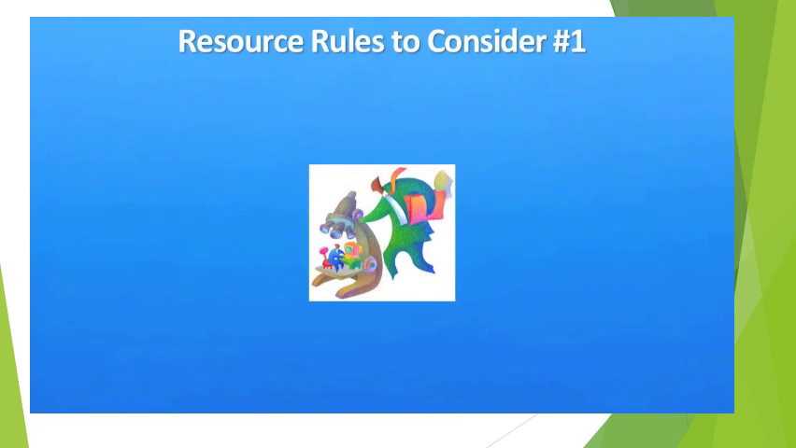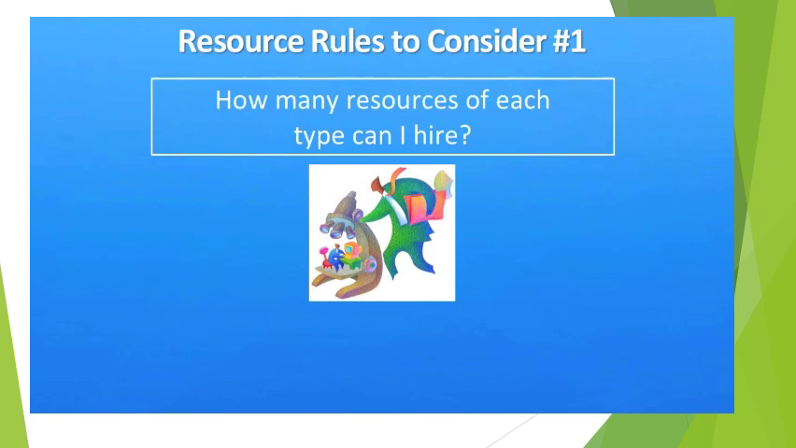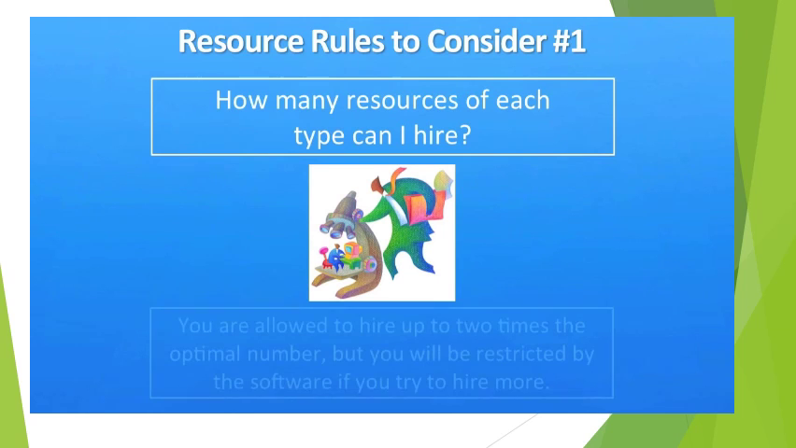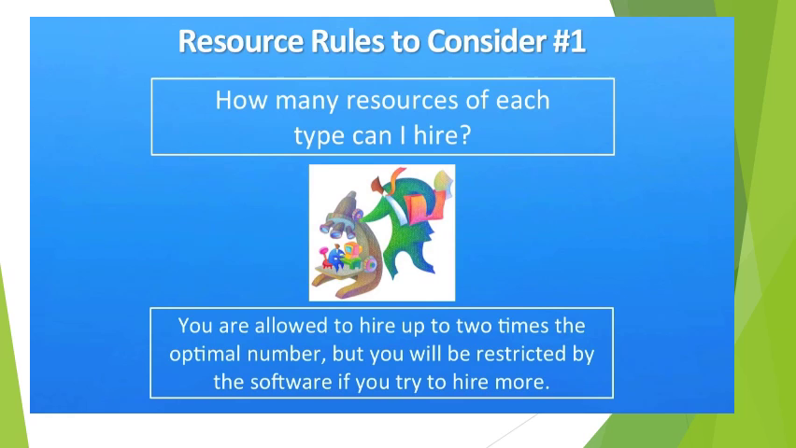Resource rules to consider. There is a table in the system that defines the optimal number of each category of resource, for example, engineers, that you should need to complete your project. That number is always 1 or 2. You are allowed to hire up to 2 times the optimal number, but you will be restricted by the software if you try to hire more.